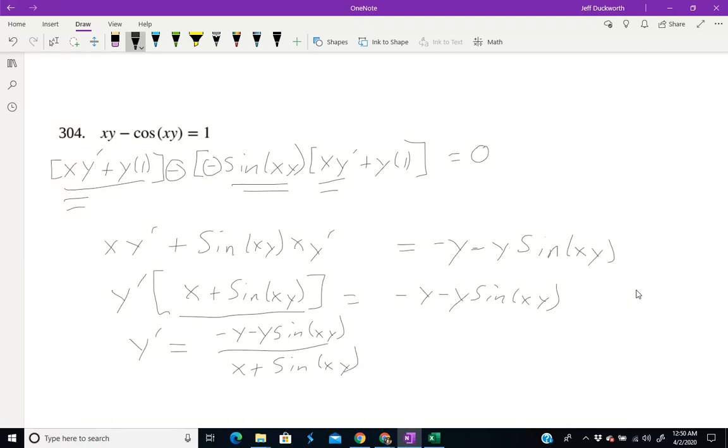And there's no way we're going to be able to cancel the numerator and the denominator, even if we factor out a y or a negative y or anything like that, because we're going to have 1 plus sine of xy over x plus sine of xy with the multiplier. So there's no way to cancel anything. That looks pretty good and looks like we're done. All right, well, that's two more examples from 3.8.